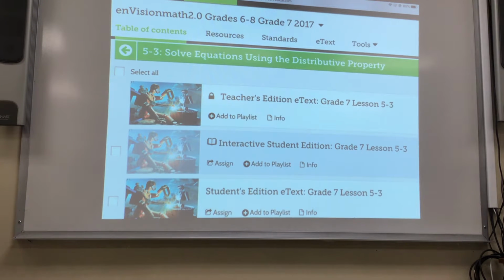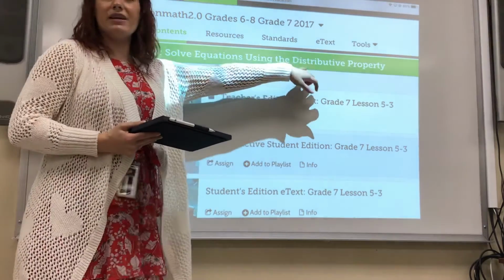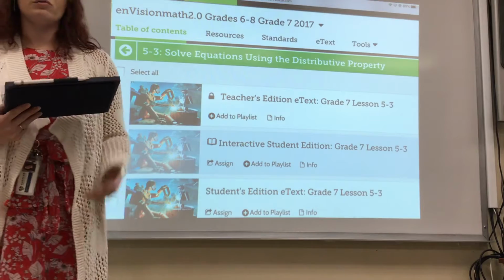No. Okay. 5.3, solving equations with the distributive property. Who can remind us what the distributive property is?